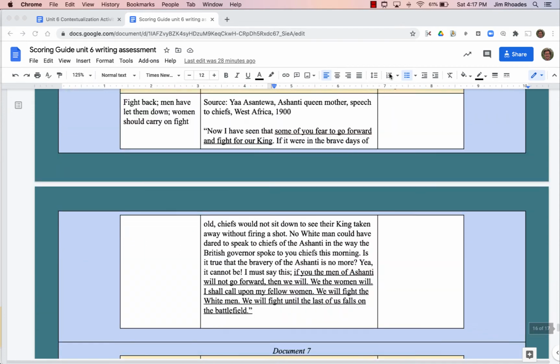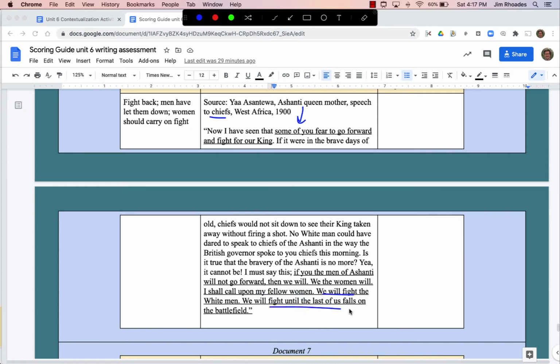they fought. Document 6, we have the Ashanti Queen Mother, and she's making a speech to chiefs. She says, some of you are afraid to fight. If the men of Ashanti will not go forward, then the women will. We will fight the white men. We will fight until the last of us falls on the battlefield. So we have fighting again.